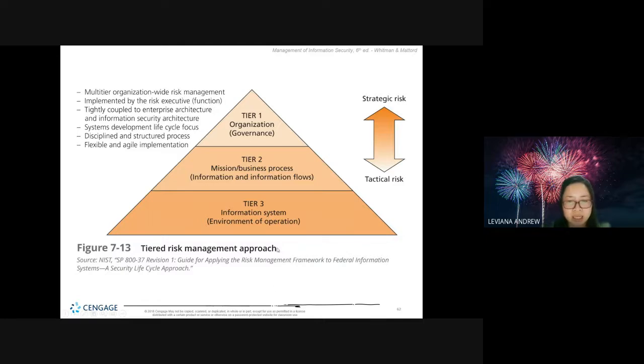The tiered risk management approach, this one dari top governance pergi kepada the business process, barulah lihat kepada the information system. Dekat sini yang banyak specification, requirement perlu dinyatakan secara detail in order to have a complete risk management approach.